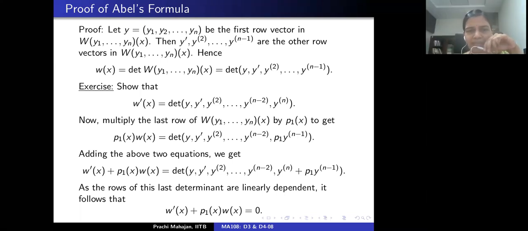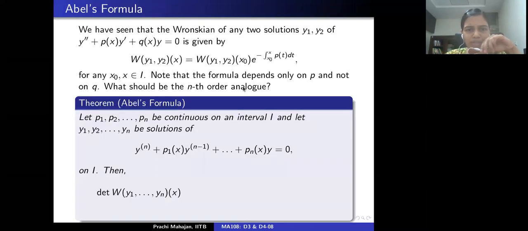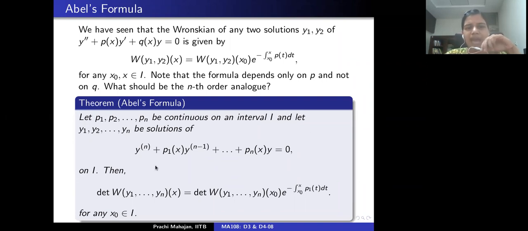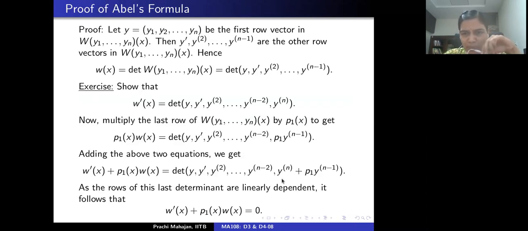So I'm saying look at the right-hand side of the second last equation here. This is the determinant of y, y prime, the second derivative of y, and so on up to the n minus 2th derivative of y. And the last row is the nth derivative of y plus p1 times the n minus 1th derivative of y. Remember, y1, y2, yn are solutions of this homogeneous differential equation. Each of them satisfies this ODE, right? And y is the row vector whose entries are y1, y2, yn. So all of that is being used here: you replace this last row, so the rows of this last determinant are linearly dependent because of this fact, and hence this right-hand side is zero.